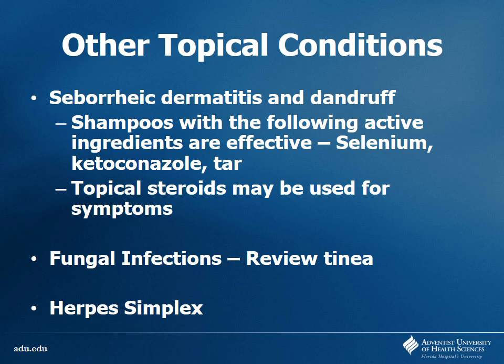Some other random topical conditions we'll talk about. If you're having seborrheic dermatitis or dandruff, typically what we find is that shampoos that have active ingredients, including things like selenium, which you'll find in things like Head and Shoulders, ketoconazole, which is actually an antifungal drug, and tar can be very useful for that. If it's really severe, you may use topical steroids. That's going to be pretty rare. You may see that more if you're working specifically in a dermatology office or something like that.